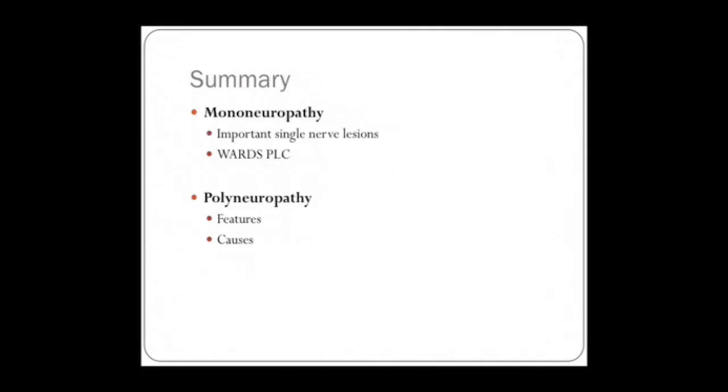Okay, so mononeuropathies: important single nerve lesions. Remember Ward's PLC. Polyneuropathies: remember that glove and stocking distribution, lower motor neuron pattern of weakness, and then have some way of breaking down the different causes and know a few of them.